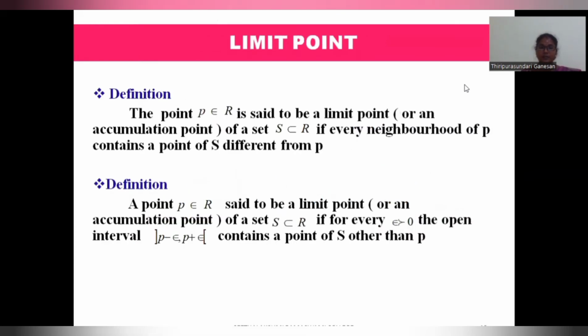Next comes the definition of limit point. It is a very important concept in real analysis. A point P belongs to R is said to be a limit point, or we can call it an accumulation point, of a set S subset of R if every neighborhood of P contains a point of S different from P. The alternative definition says that a point P belongs to R is said to be a limit point or an accumulation point of a set S subset of R if for every given epsilon greater than 0, the open interval P minus epsilon, P plus epsilon contains a point of S other than P.